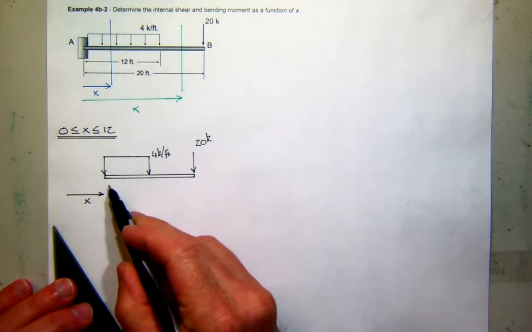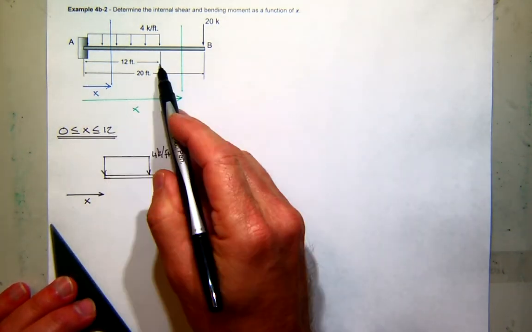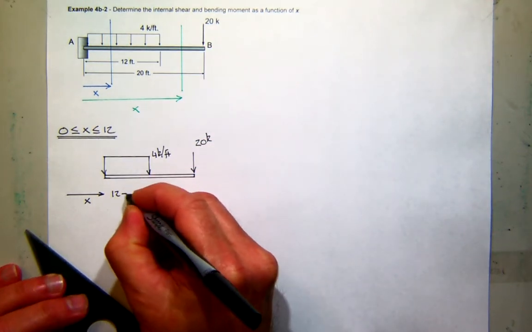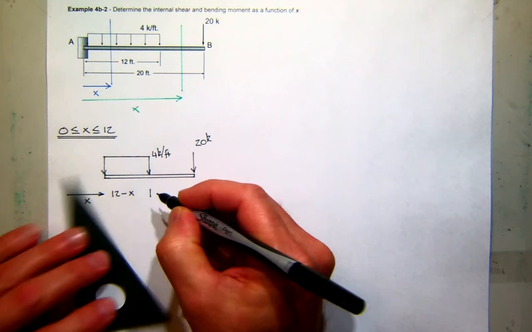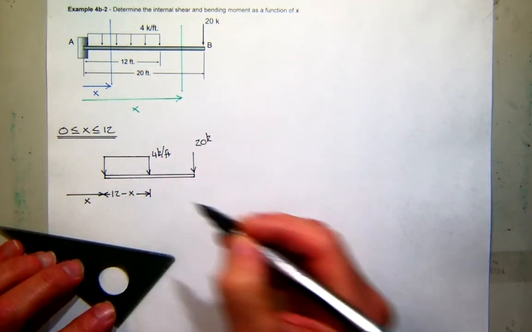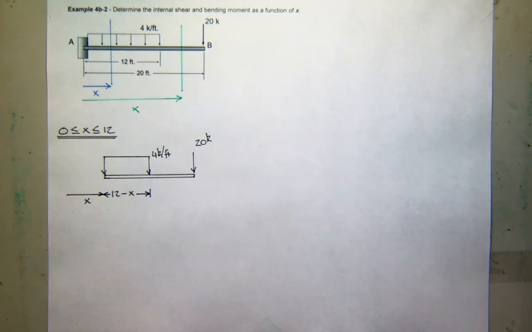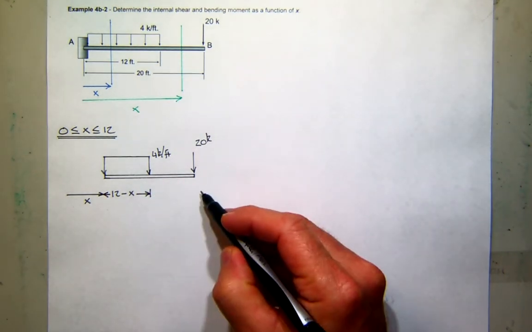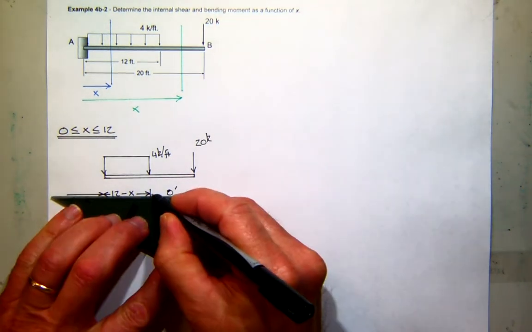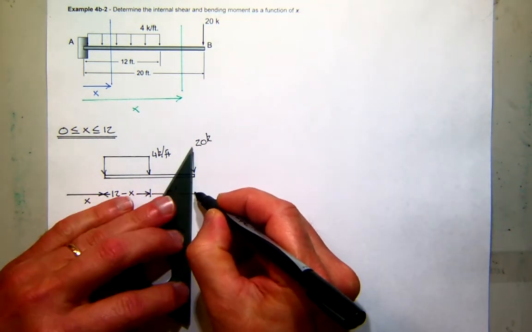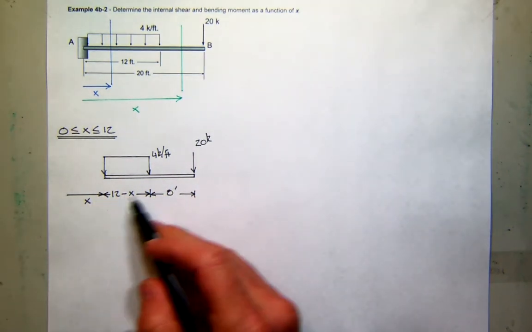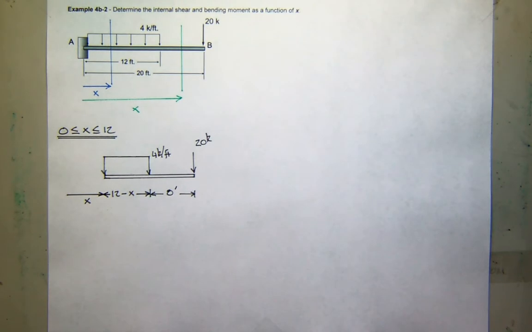Now, what's this distance here? Well, I know the total distance is 12. So at any distance x, this little piece here is going to be what? 12 minus x. Right? And what's this little distance out here? It's 8. You have to take some time to make sure that you get all your dimensioning right, and the parts that are functions of x are functions of x.